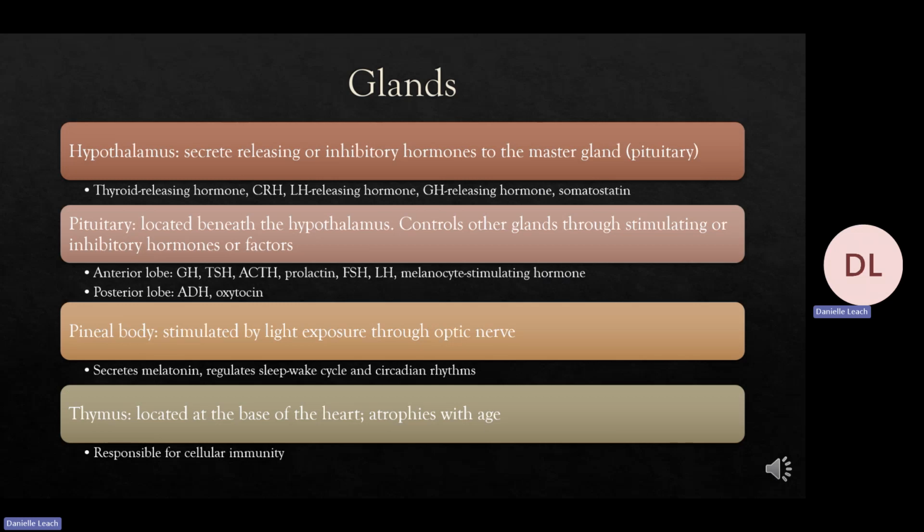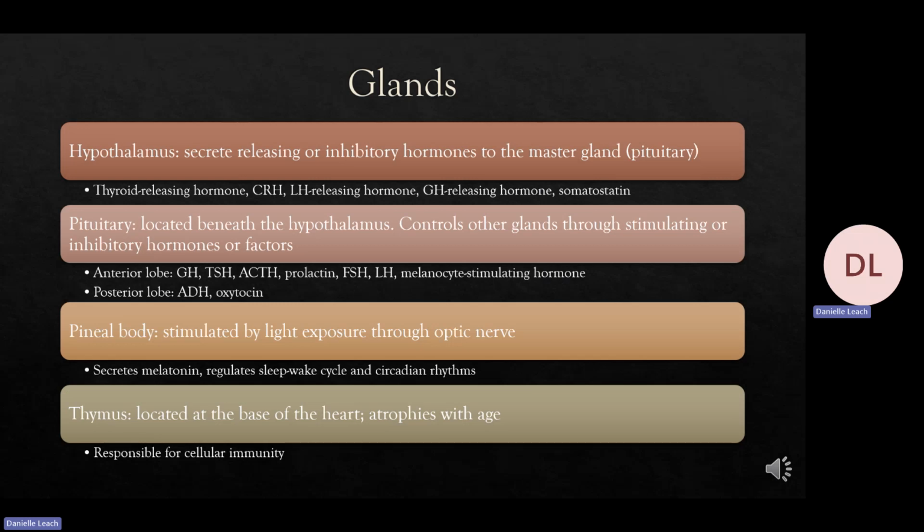So the anterior lobe secretes growth hormone, which stimulates growth of cells, thyroid-stimulating hormone, which stimulates the thyroid gland to make thyroid hormones, adrenocorticotropic hormone, or ACTH, which stimulates the cortex of the adrenal glands to make cortisone. Prolactin stimulates milk production. Follicle-stimulating hormone stimulates the ovaries to develop eggs. Luteinizing hormone stimulates the follicles in the ovaries to rupture and release the eggs, and also stimulates testosterone production in males. Melanocyte-stimulating hormone stimulates melanin synthesis and release from skin and hair.